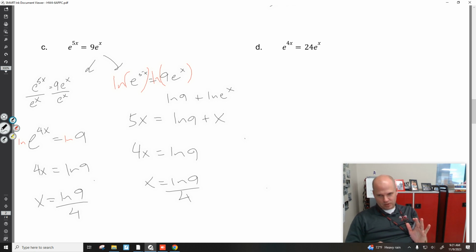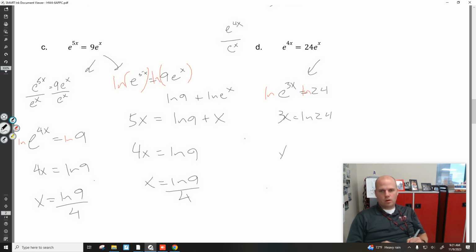Probably a safer step is to actually do that. But it does work out if you divide. So doing it two ways. Dividing by e to the x, you'll get e to the 3x using exponent rules. E to the 4x divided by e to the x, you subtract the exponents when you're dividing. Then take the natural log of both sides, get 3x equals the natural log of 24. You get the natural log of 24 over 3.